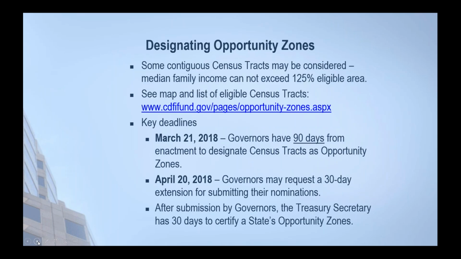There's some limited opportunity for contiguous census tracts to those that qualify. And if you want to create a corridor that makes sense in your community, and you've got a census tract that's next to an eligible census tract, as long as that contiguous census tract can't exceed 125% of the median income of that qualifying census tract, you might be able to pull in that contiguous census tract into your opportunity zone designation as well.